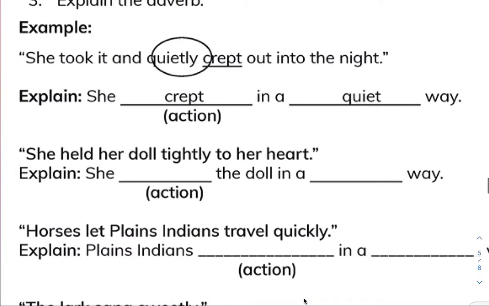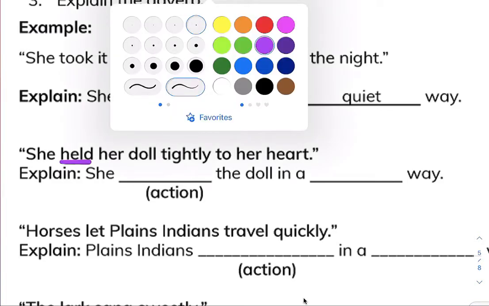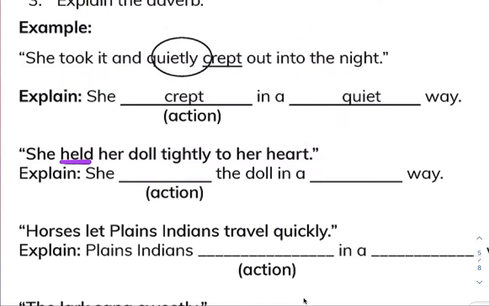Let's look at the next sentence here. I'll highlight as we read. She held her doll tightly to her heart. Ask yourself, what is the action in this sentence? What did she do? Good, she held the doll. So we're going to underline held. That's our action. And we can write held on the action blank.